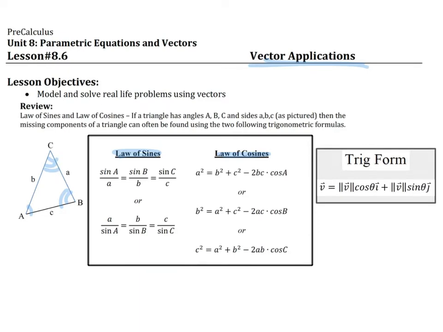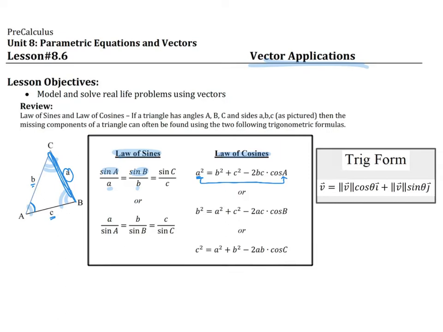And remember, the law of sines says that sine of angle A is to its opposite side as sine of angle B is to its opposite side. So those are in the same ratio, or sine of angle C is to its opposite side. Law of cosines, remember, whatever this side is, the opposite angle is here. So if we were trying to find the length of side A, then you must have been given side B, side C, and the angle in between those two. And you would just plug in the information.